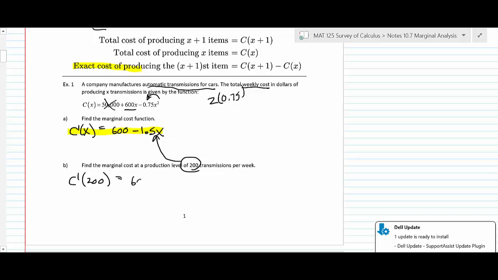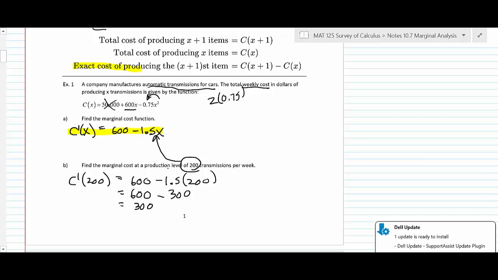So you just do 600 minus 1.5 times 200. You can use your calculator on this if you want to. So that's 1.5 times 200. Should be 300, shouldn't it? So that's 600 minus 300. So that would be 300 like this.